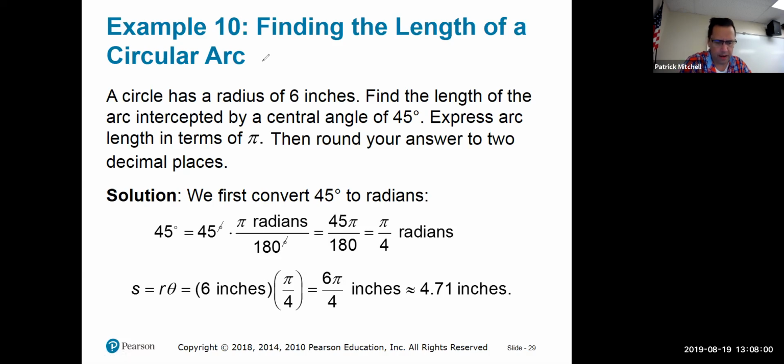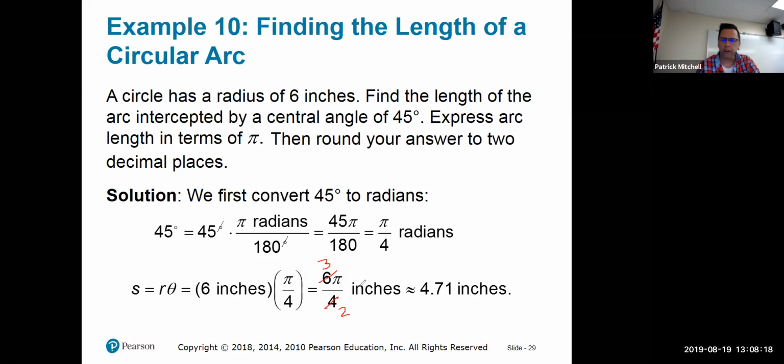If I can get my pen out here. Okay. Yeah, we want to simplify that to 3 pi over 2. Okay. And then if I ask the calculator what is the approximate value of 3 pi over 2, it's about 4.71 inches.